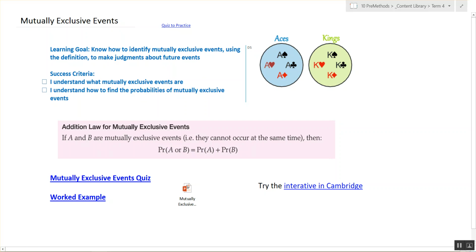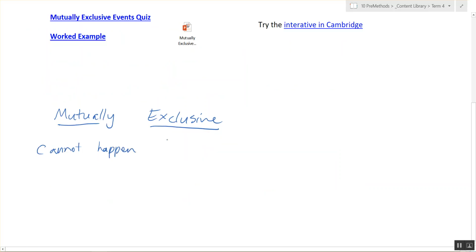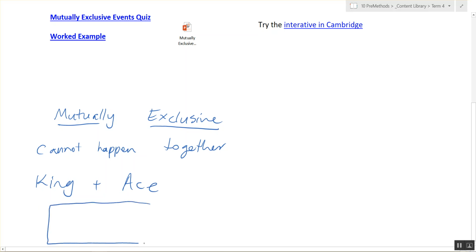So they're mutually exclusive. So for example, a king and an ace. The card cannot be both a king and an ace. So the Venn diagram for mutually exclusive, the circles do not overlap. So you have the ace and the king.